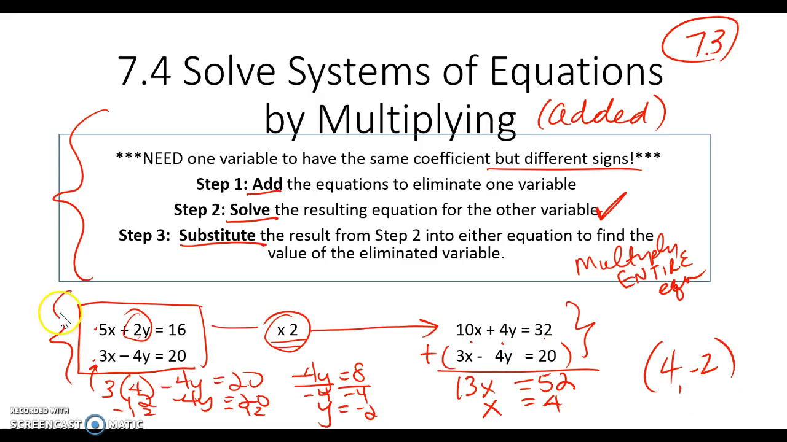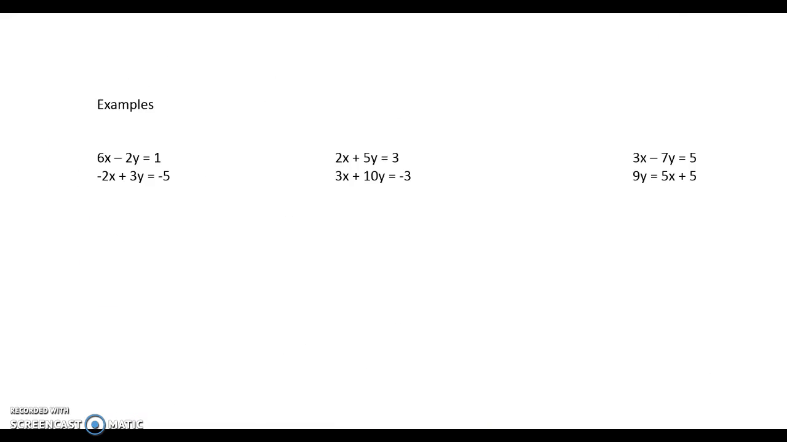Now let's check. I'm going to come into this equation and say 5 times 4 is 20, plus 2 times a negative 2, which is minus 4, equals 16. All right, I'm pretty confident of that answer. We're going to do a few more examples.